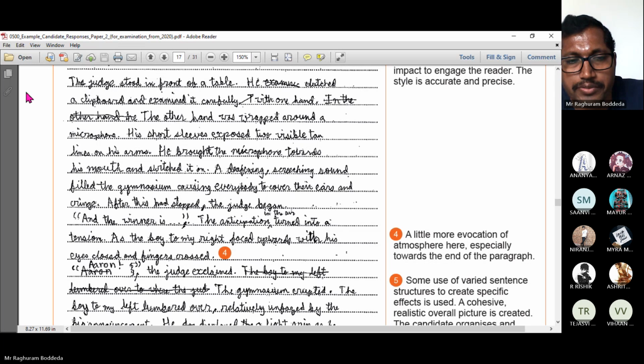The judge stood in front of a table. He clutched a clipboard and examined it carefully with one hand. The other hand was wrapped around a microphone. His short sleeves exposed two visible tan lines on his arms. He brought the microphone towards his mouth and switched it on.